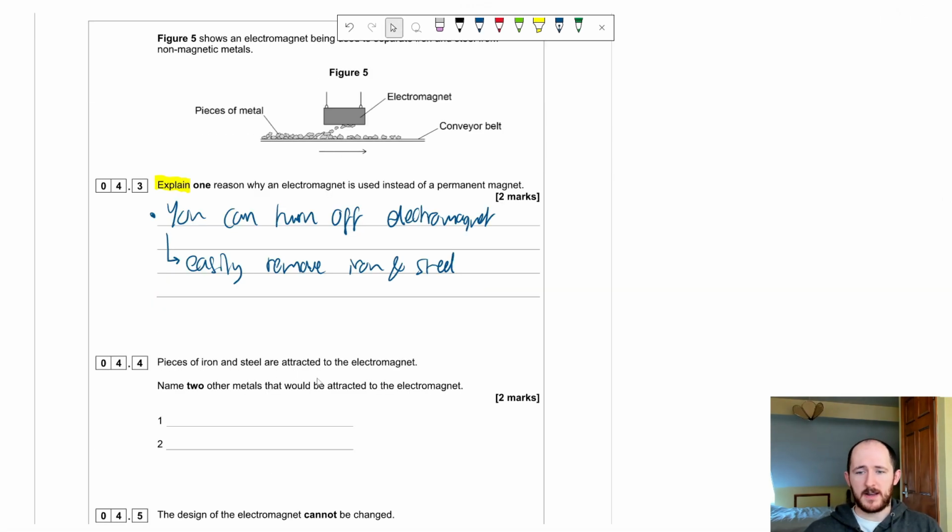It then says pieces of iron and steel are attracted to the electromagnet. Name 2 other metals that would be attracted. There's a few, but probably the most common ones are cobalt and nickel.